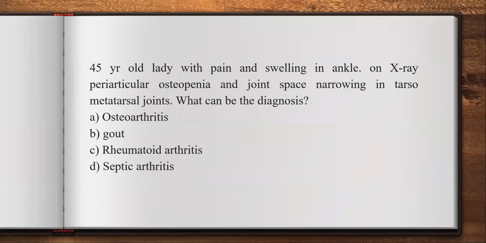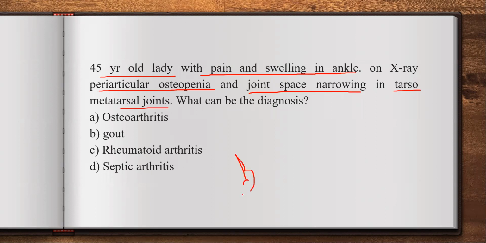This will be our last case today. So, a 45-year-old lady with pain and swelling in the ankle. On X-ray, there is periarticular osteopenia and joint space narrowing in the tarsometatarsal joints. Tarsometatarsal joint means actually your ankle joint with the tarsal joint, right? So mainly ankle joint, you can say. What can be the diagnosis in this case?